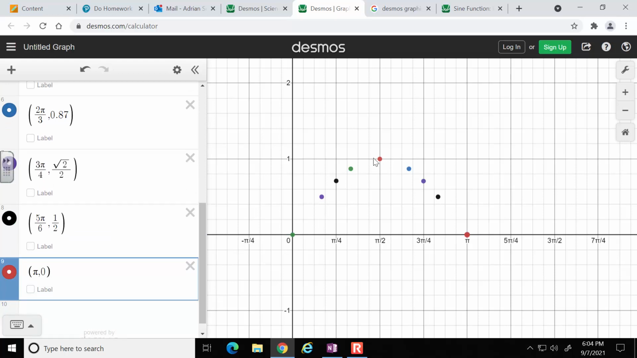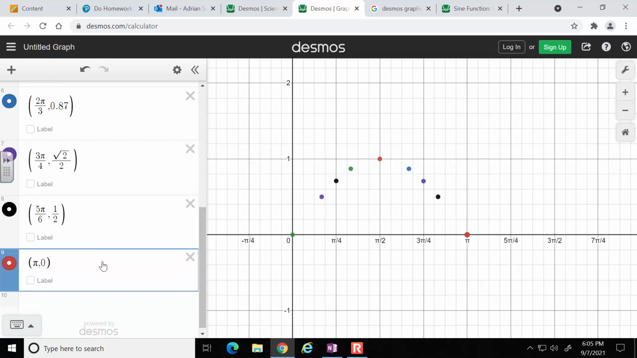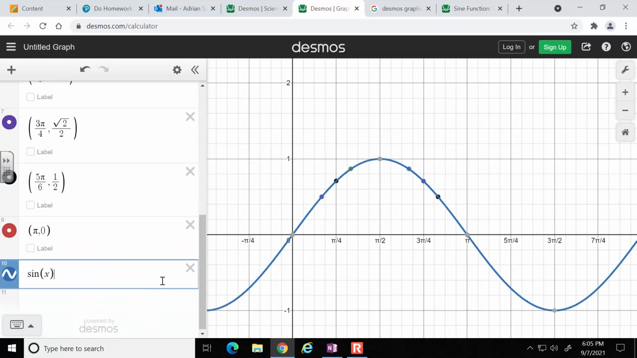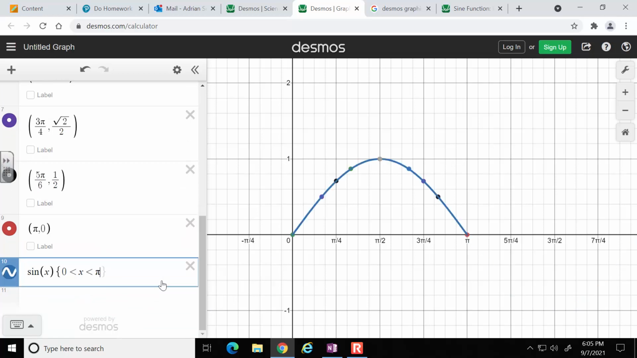Okay, so you can look at our points here and kind of see we've got a nice little graph between 0 and pi. We've got a nice little loop here. You could even draw that out if you wanted to. In fact, let's just do that. Sine of x, but I want to limit it for now at least, where x is between 0 and pi. So that's kind of what our graph looks like, between 0 and pi.